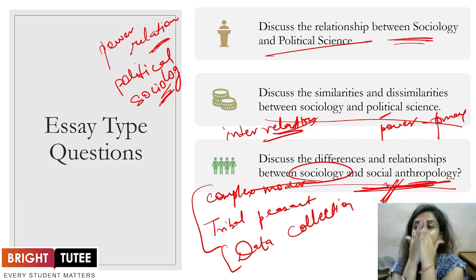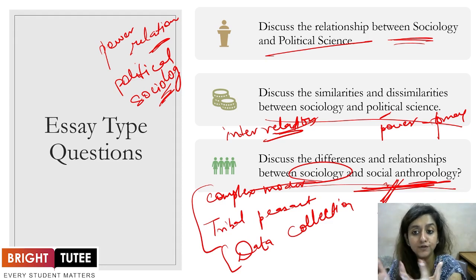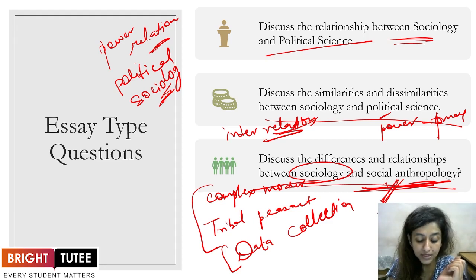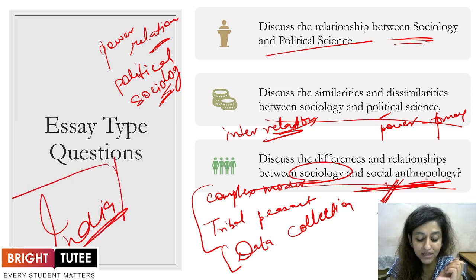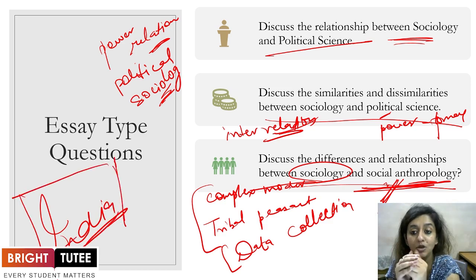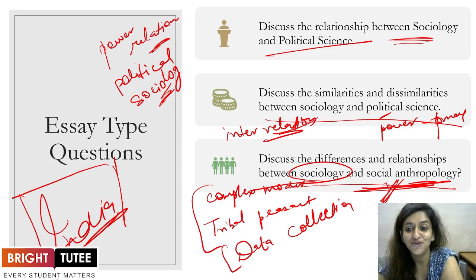It is seen in a lot of societies that there is no division between social anthropology and sociology. You may take the example of India and describe it. We cannot actually study the urban society or the rural society in isolation, and that is how we will be able to describe the relationships between social anthropology and sociology.